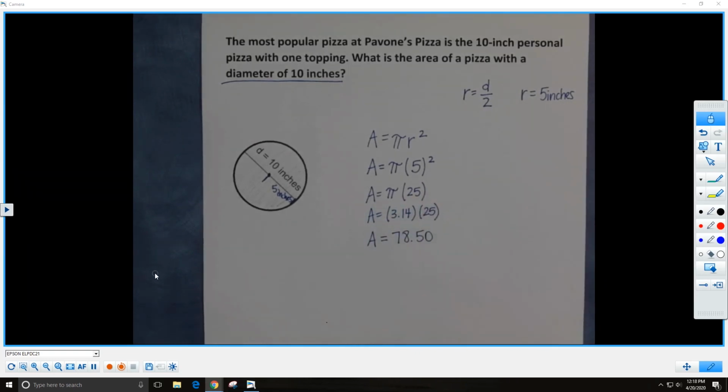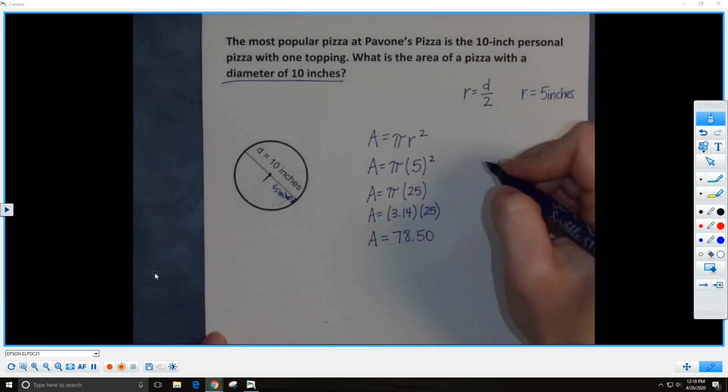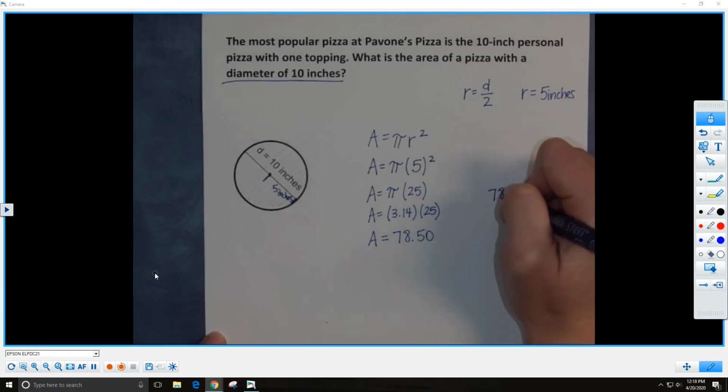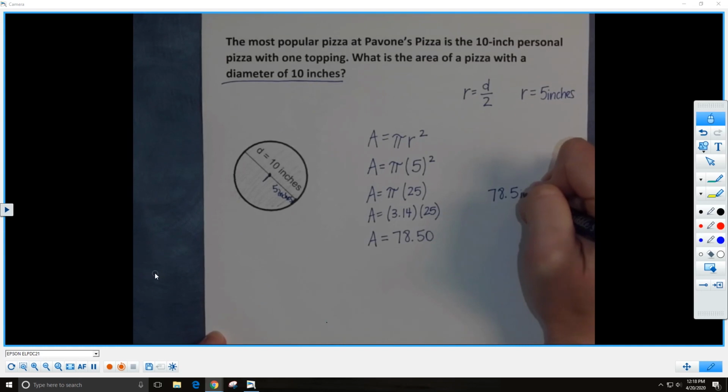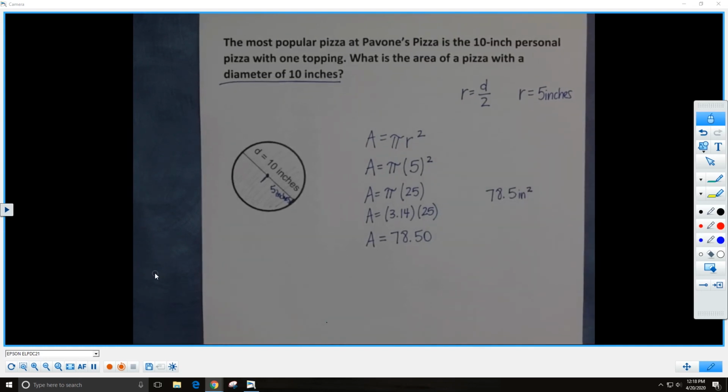Did you get 78.50? Excuse me, 78.50. So what does that mean? Right, it means that the 10-inch pizza has an area of 78.5 square inches. Good work. We've got one more.